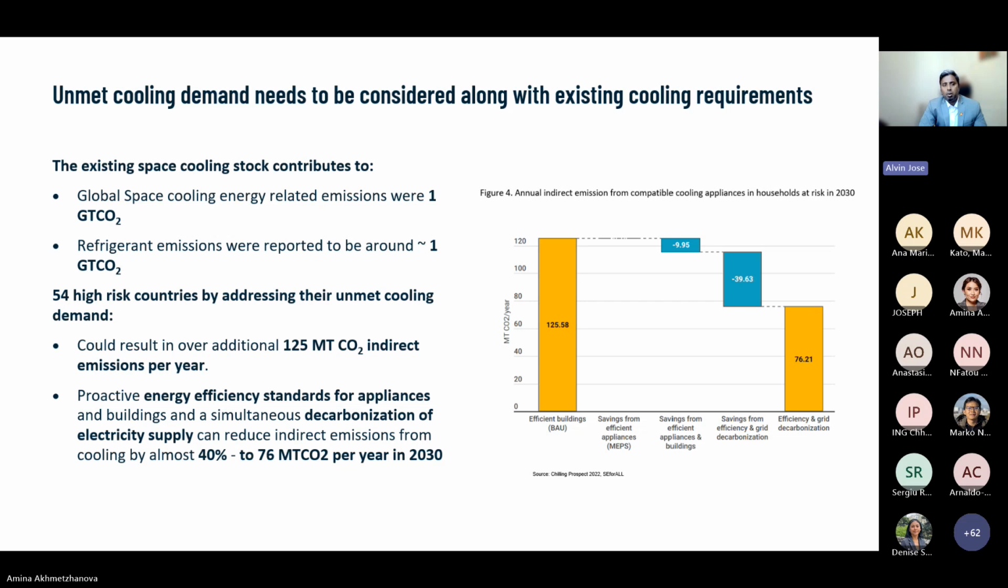We mapped out what we call 54 high-risk countries that are at risk of adopting a lot of inefficient appliances. They just don't have electricity access right now, but once they get that, we are going to be looking at an additional 125 million tons of CO2 indirect emissions. And of course, energy efficiency and grid decarbonization play a key role in reducing at least 40% of emissions from this particular segment.